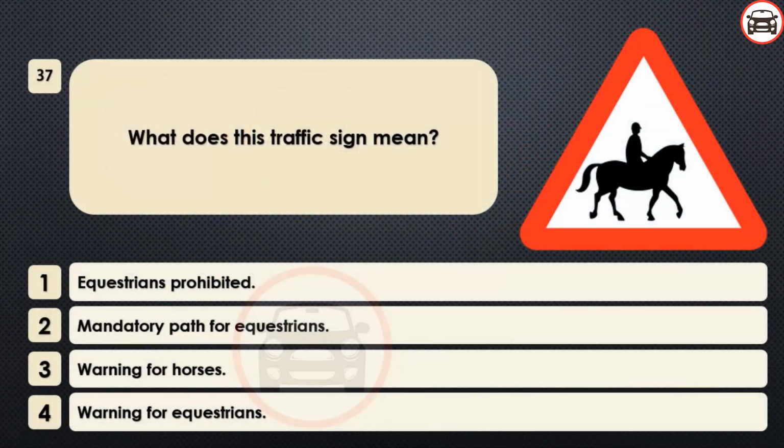What does this traffic sign mean? 1. Equestrians prohibited. 2. Mandatory path for equestrians. 3. Warning for horses. 4. Warning for equestrians.